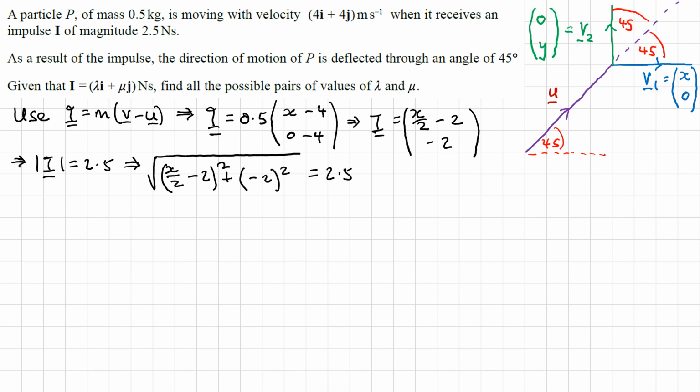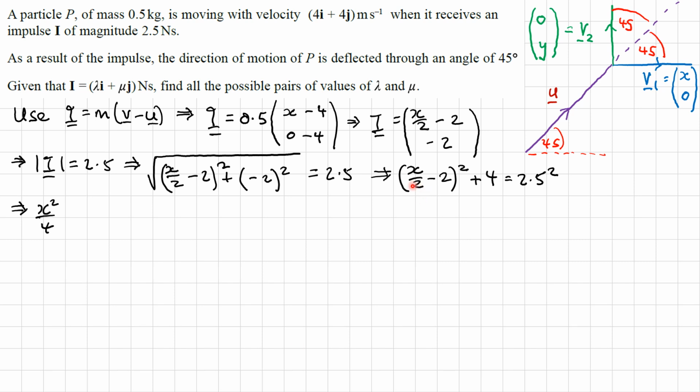We'll start by squaring both sides. So I'll have (x over 2 minus 2) all squared plus (minus 2) all squared. Let's just work that out. That's going to be 4. So plus 4 is equal to 2.5 squared. Let's expand the brackets and simplify it. So x over 2 times x over 2 is going to be x squared over 4.